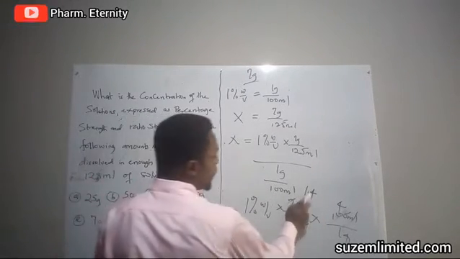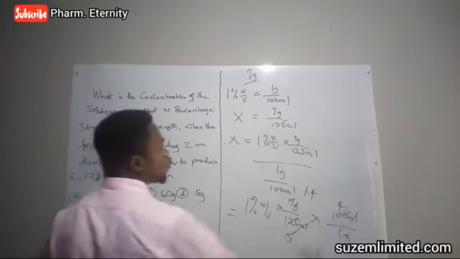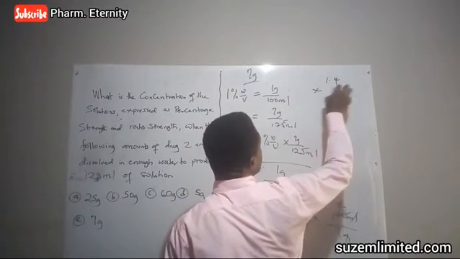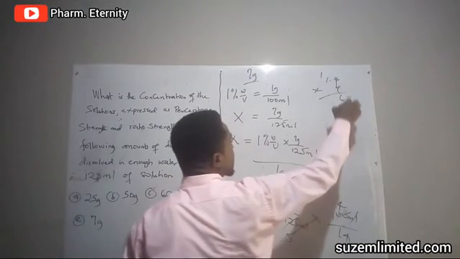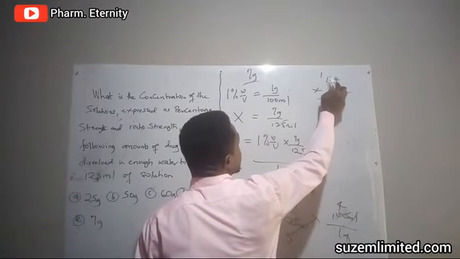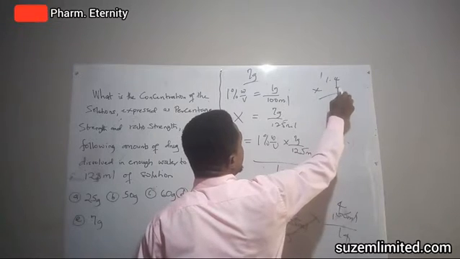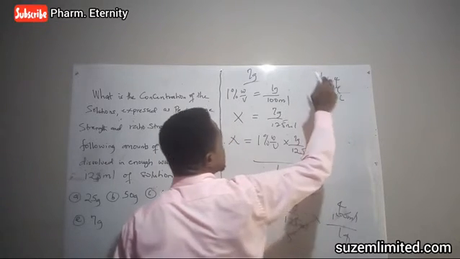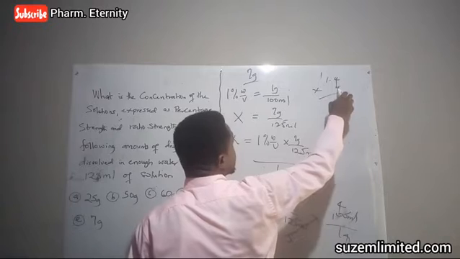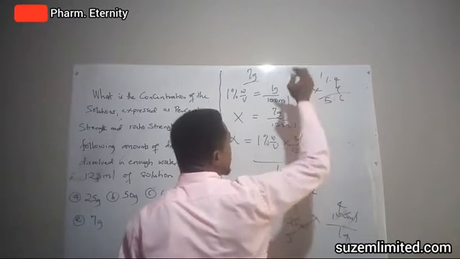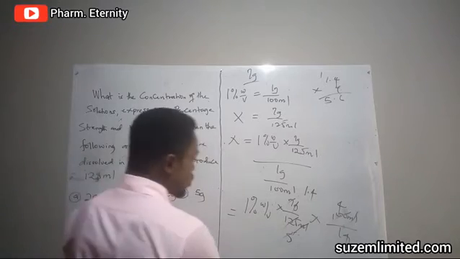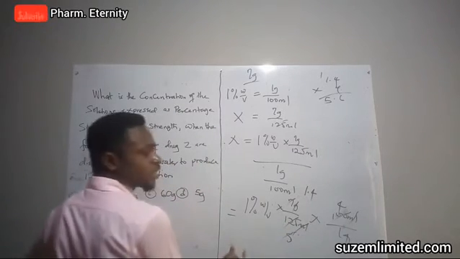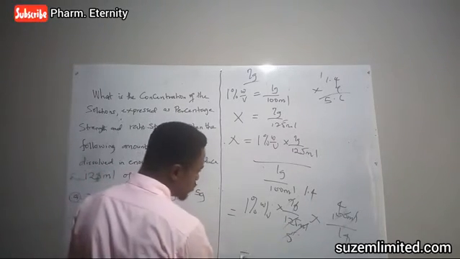So you now have 1.4 times 4. So 1.4 times 4 will give us what? 4 times 4 is 16. 16, 1 here, right? Bring out the point. 4 times 1 is 4, plus 1 is 5. So 1.4 times 4 is 5.6. So we now have 5.6 times 1% weight per volume. And this will now give us what?